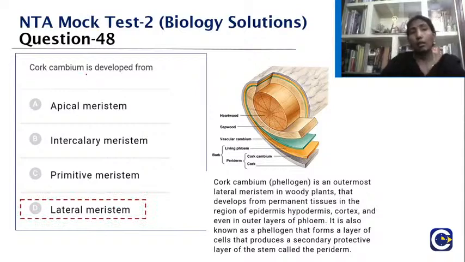The cork cambium is developed from the lateral meristem. Cork cambium, which we call the phellogen, is developed from the lateral meristem, because lateral meristem is concerned with increasing the girth of the plant. It develops from the permanent tissues in the region of the epidermis, hypodermis, cortex, and also in the outer layers of the phloem. The phellogen, that is the cork cambium, forms the cork, a secondary outer protective layer of the stem, which we call the periderm.